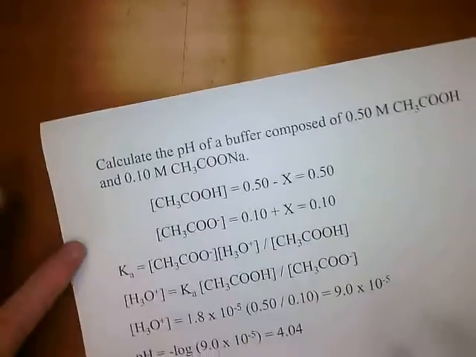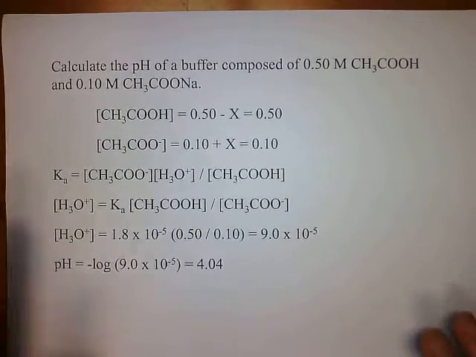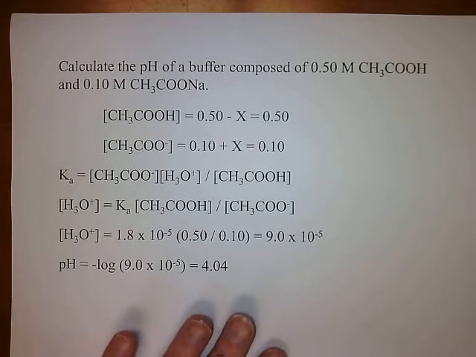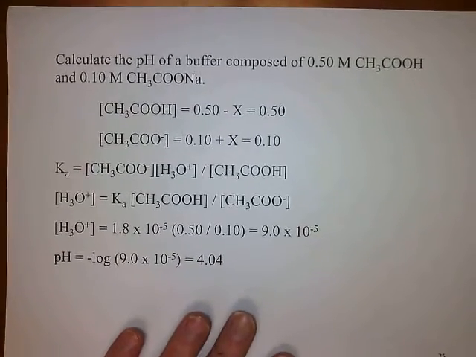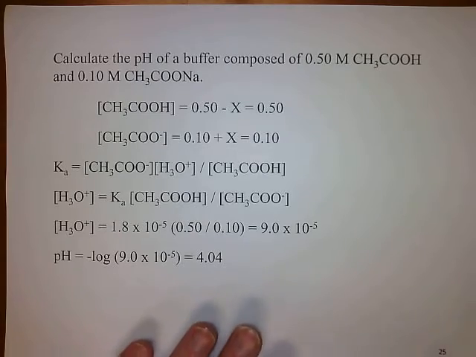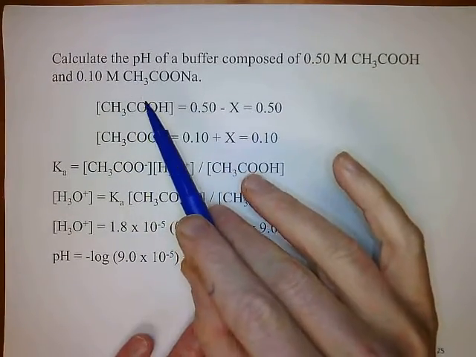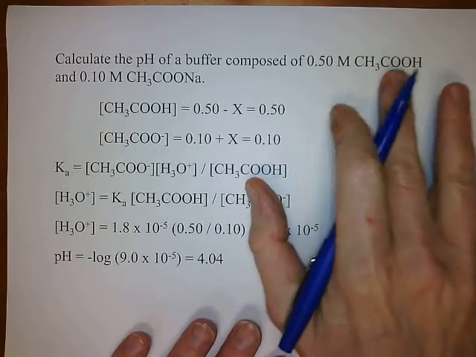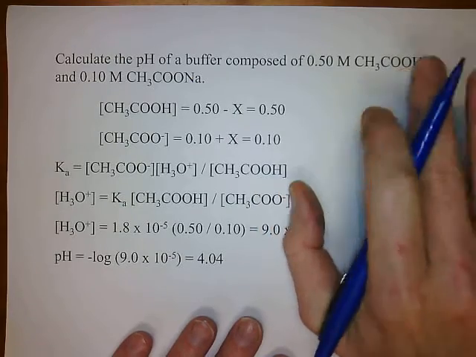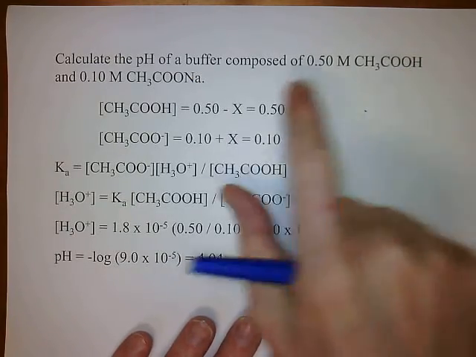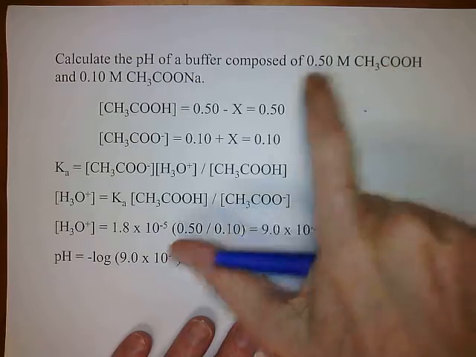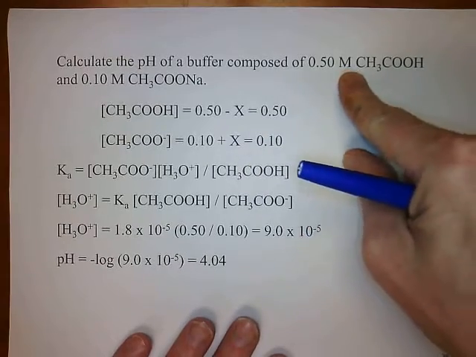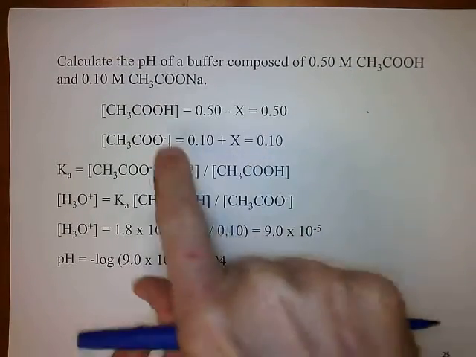Okay? Now let's flip it around. Let's calculate the pH of a buffer that's composed of 0.5 molar acetic acid and 0.1 molar sodium acetate. Okay, so now we have more of the acid form of the buffer. One more time, this is the acid component of the buffer, and this is the base component of the buffer. Now we have more of the acid component. So we're going to set this up the same way.